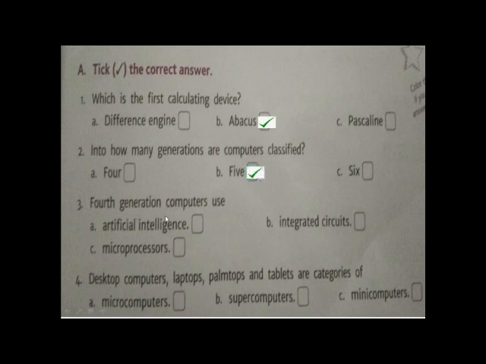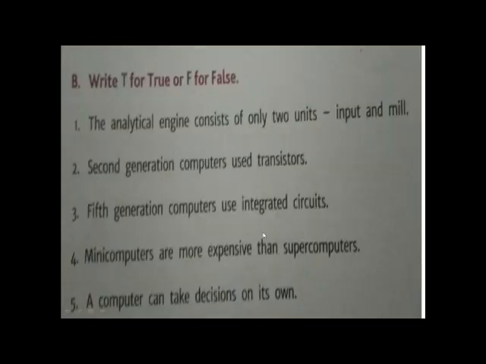Third one, fourth generation computers use, options: artificial intelligence, integrated circuits, microprocessors. Which is the correct answer? Yes, fourth generation computers use microprocessors. Fourth one, desktop computers, laptops, palmtops, and tablets are categories of microcomputers. Yes, all these are examples of microcomputers.